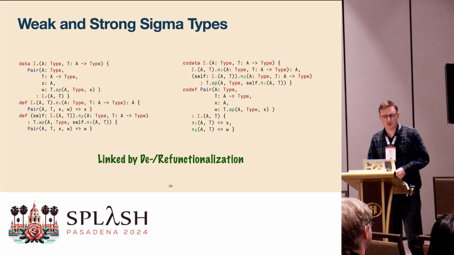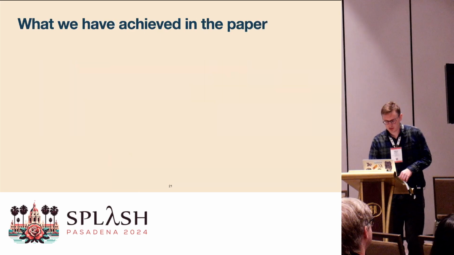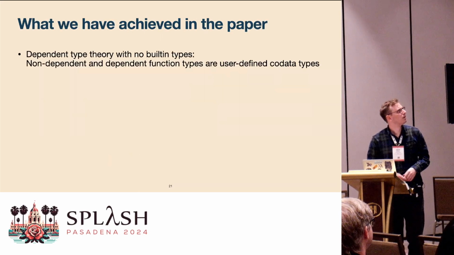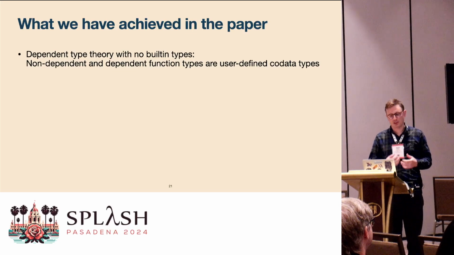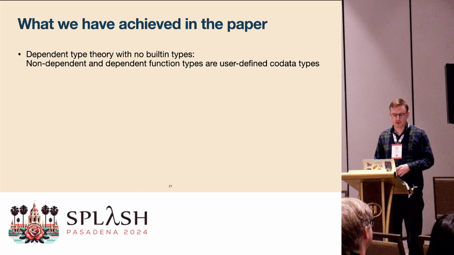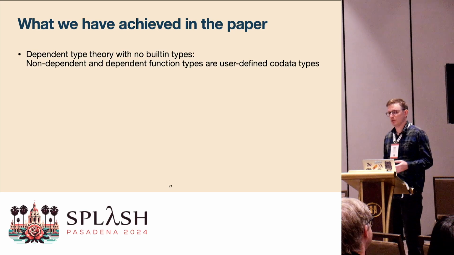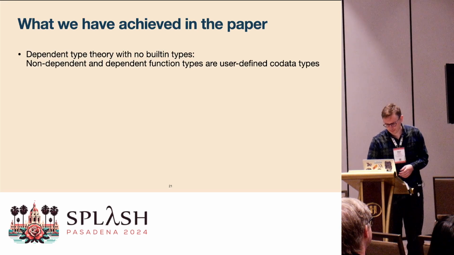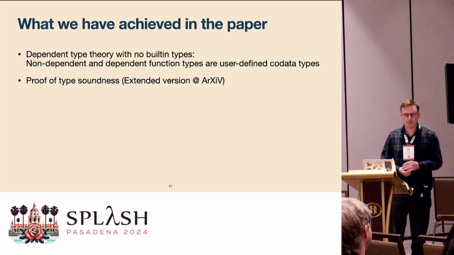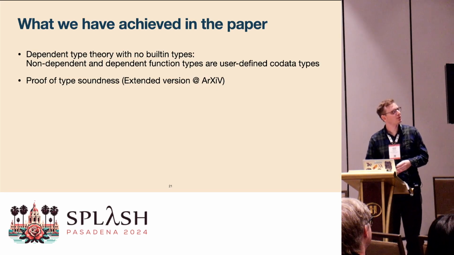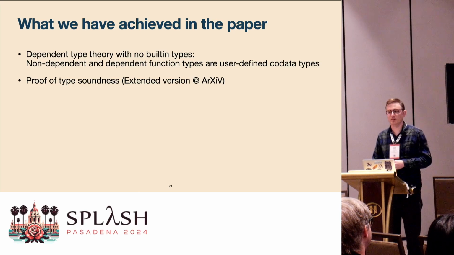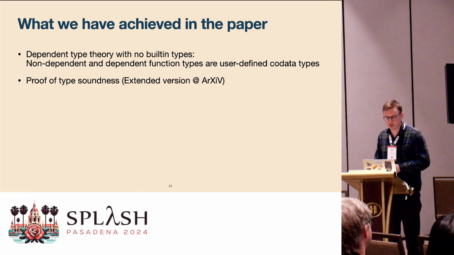So now I want to tell you a little bit about what we actually have achieved in our paper. We present a dependent type theory with no built-in types. Every type is defined, including non-dependent and dependent function types, which is not the case for most published type systems for dependent types. In order to type constructors, for example, you usually presuppose the existence of the dependent function type or the p-type. We have a proof of type soundness, which didn't fit in the published version, but there is additional material in the appendices and an extended version on arXiv, where you can find the full type soundness proof.